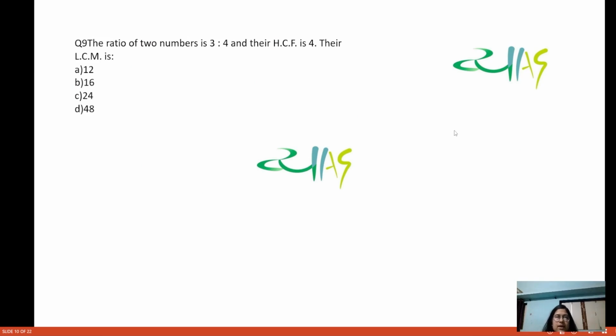Now, pay attention to the small factors. All right. Now it is given the ratio of two numbers is 3:4. Their HCF is 4. Their LCM is what? So obviously you know the ratio of the two numbers is 3:4. HCF is 4. So what will the numbers be? 3 into 4 and 4 into 4. OK, see, we have established this now.